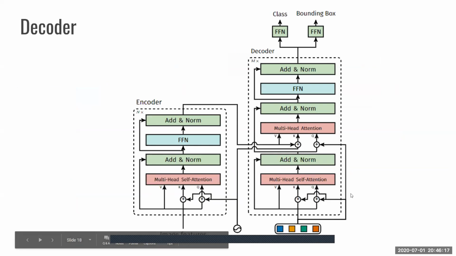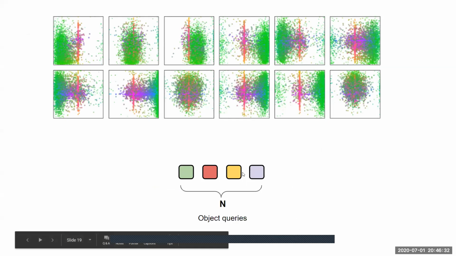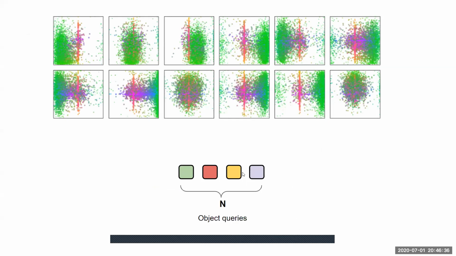And actually, the main magic is also done by using these object queries. What are they? As Marcus said, we have a constant number of elements in these queries. They focus on different parts of the image, and they request different objects, different sizes of objects. For example, small objects at the left bottom of the image.